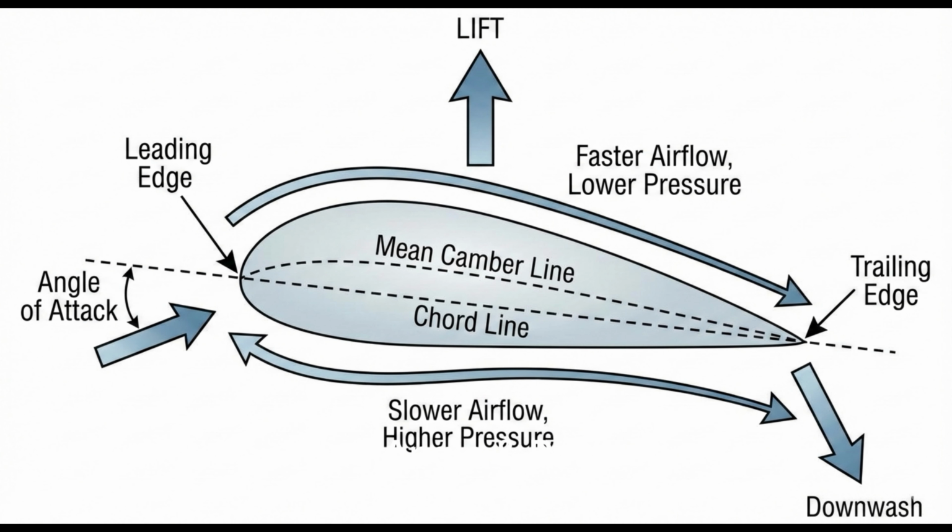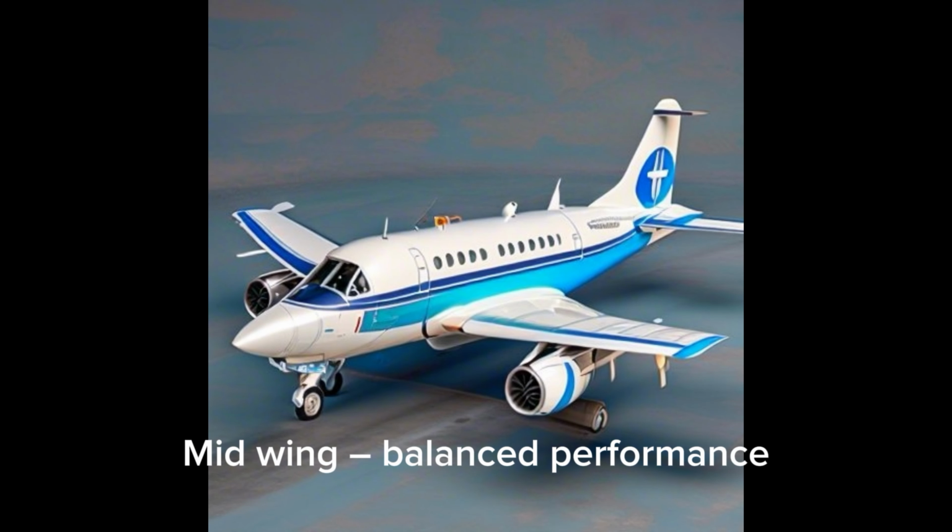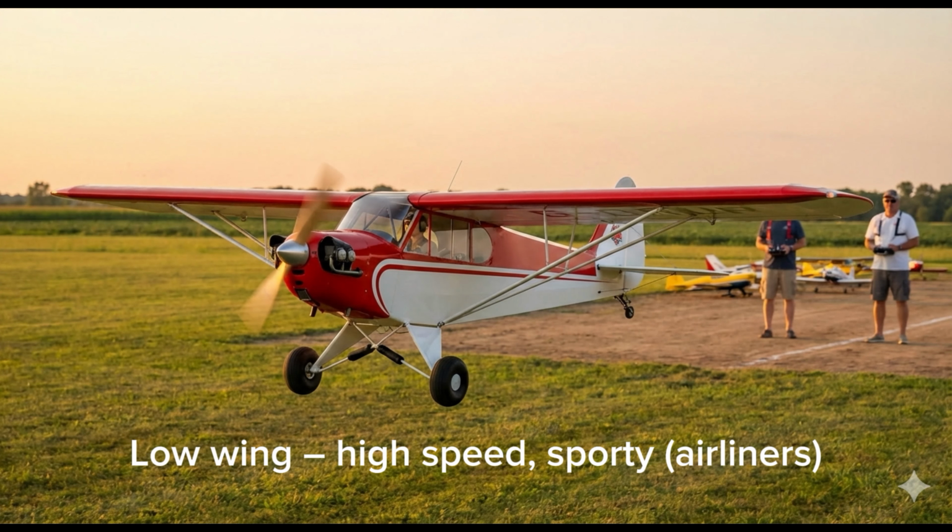Wing angle and position. Angle of attack: the angle between wing and airflow. Too high an angle of attack results in a stall. Wing placement. High wing: stable, good visibility, cargo, trainers. Mid-wing: balanced performance. Low wing: high speed, sporty, airliners.